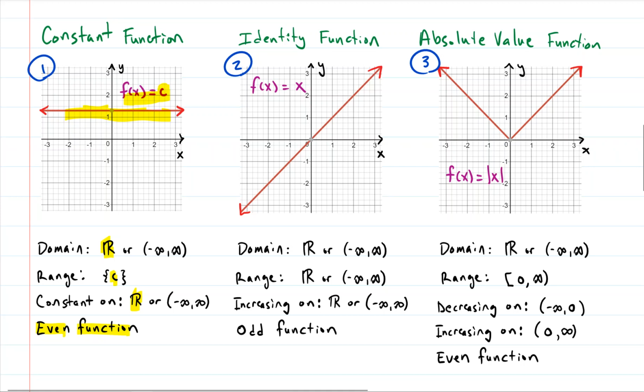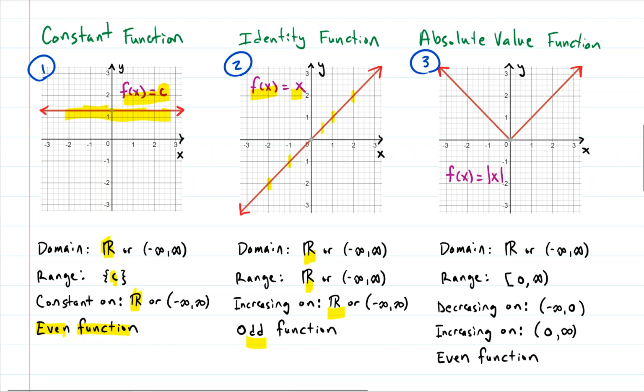All right, the next function, the identity function. This is y equals x, or f of x equals x. So any point along here, the x and y coordinates are identical. So (1, 1), (2, 2), (negative 1, negative 1), (negative 2, negative 2). It's a perfect diagonal. The domain, all real numbers. The range, all real numbers. And it's always increasing, from negative infinity to positive infinity. And it is an odd function, which means it has symmetry about the origin.